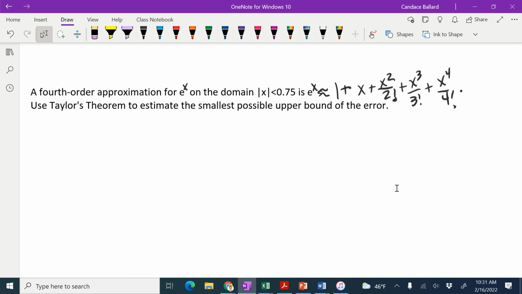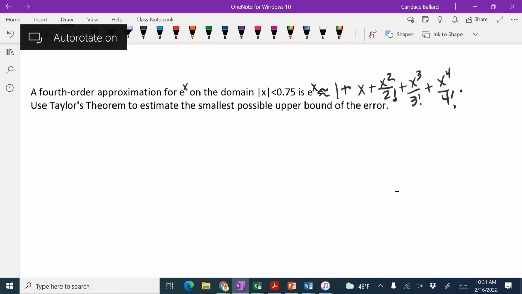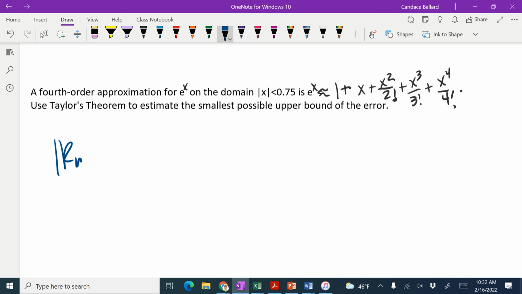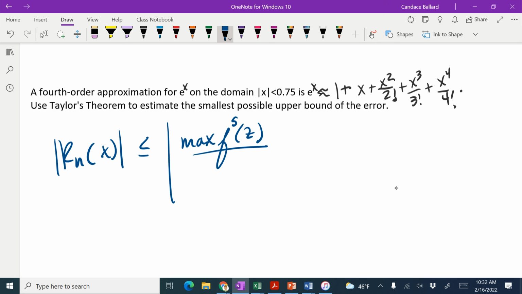And then we're supposed to use Taylor's theorem or the Lagrange error bound to estimate the smallest possible upper bound of the error. Okay, so we're going to look at our remainder again. So same remainder formula. Ooh, not z, x. All right, and we want that to be less than or equal to the max, which is going to be, so if I'm at fourth order or degree 4, what does my formula have to have? 5, right? So the fifth derivative evaluated at z over 5 factorial x to the fifth.